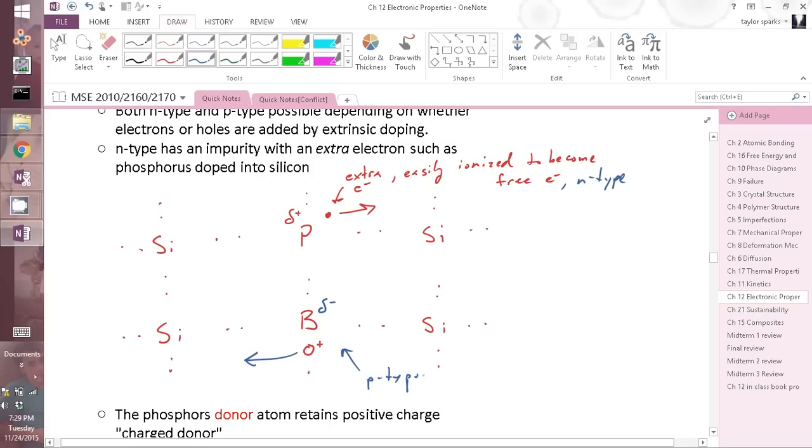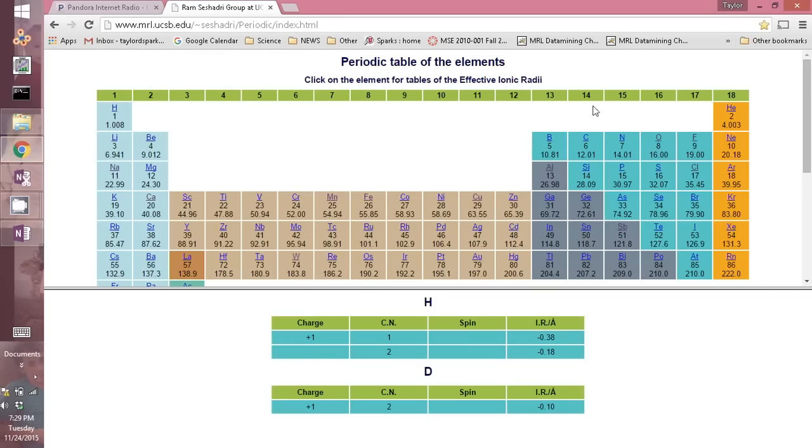And we could obviously do this with much more than phosphorus or boron. We could just take a look. Here's our group 4 elements right here. And if we wanted to do a P-type, we could do boron, aluminum, gallium, indium, and so forth. And for N-type, we could do phosphorus, arsenic, antimony, these group 5 things.